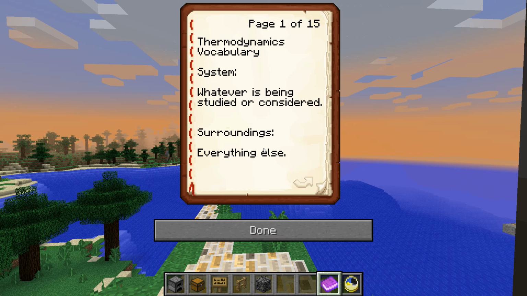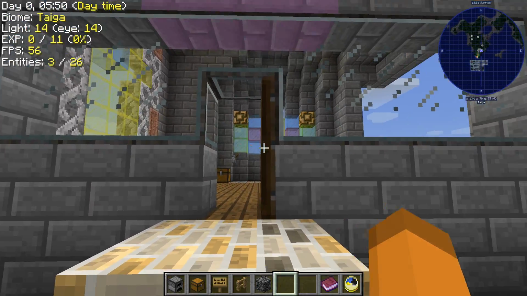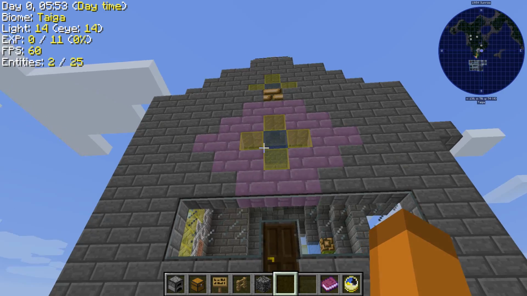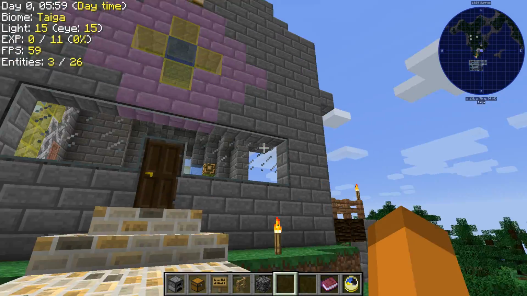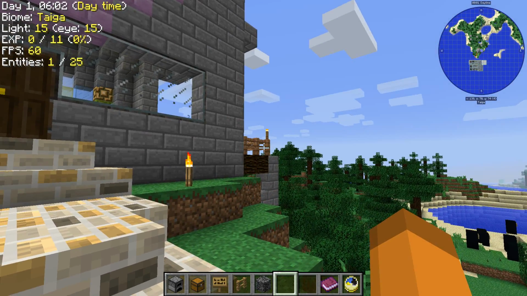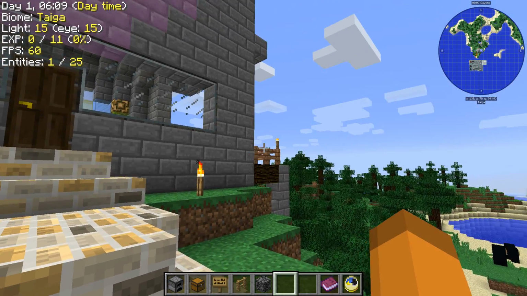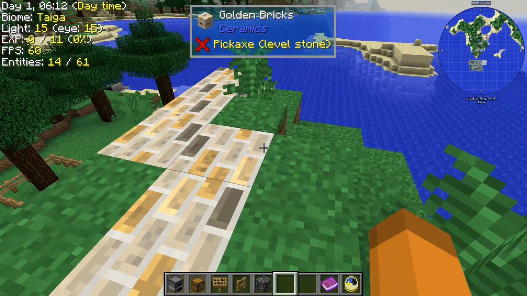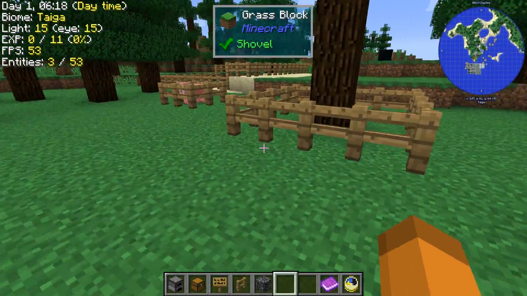The system is just whatever thing we are looking at, whatever is being studied or considered, and the surroundings is everything else. One way to think about the system and surroundings is to imagine a box. We could say that a system might be everything inside my little house here. Of course, my house has an open balcony, but we could still say that standing on that balcony is part of that system. We could say that a system is anything we can put a fence around.